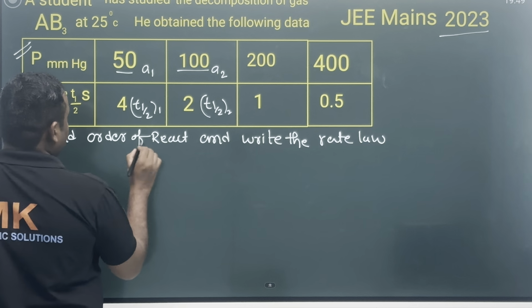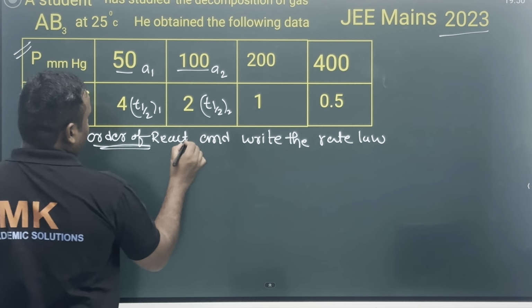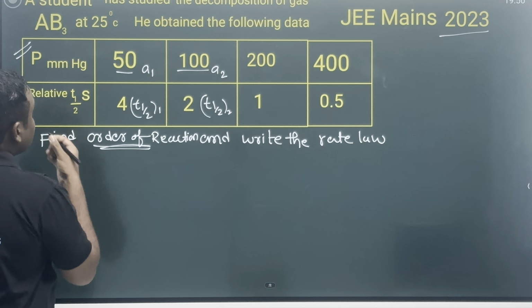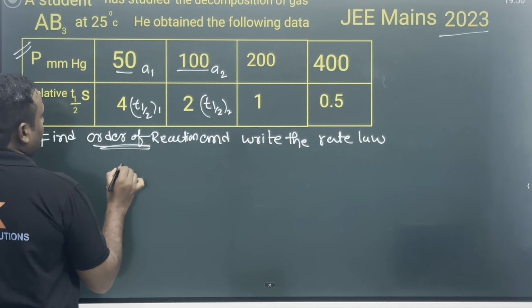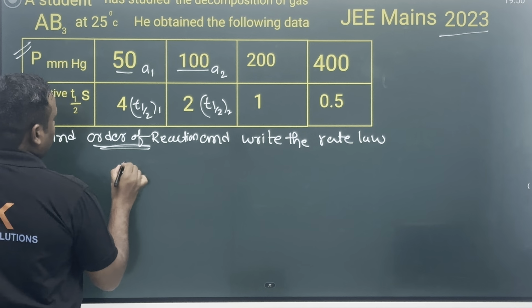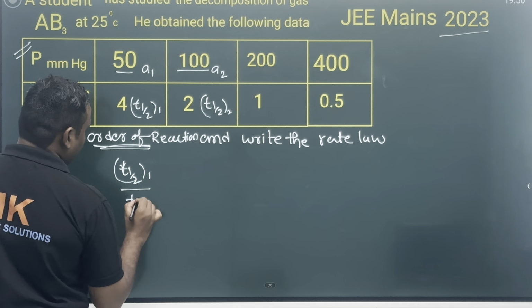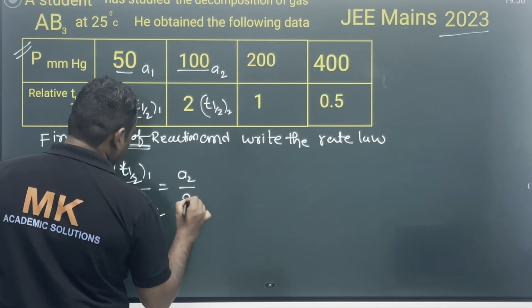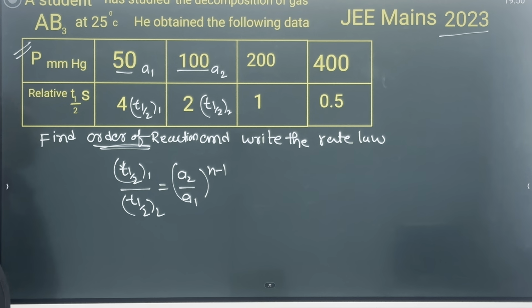Okay. So first we find the order of reaction. So what is the order of reaction? Okay, right. So what is the formula? Here we use T half 1 by T half 2 is equal to A2 by A1 whole power n minus 1. This is the formula you use.